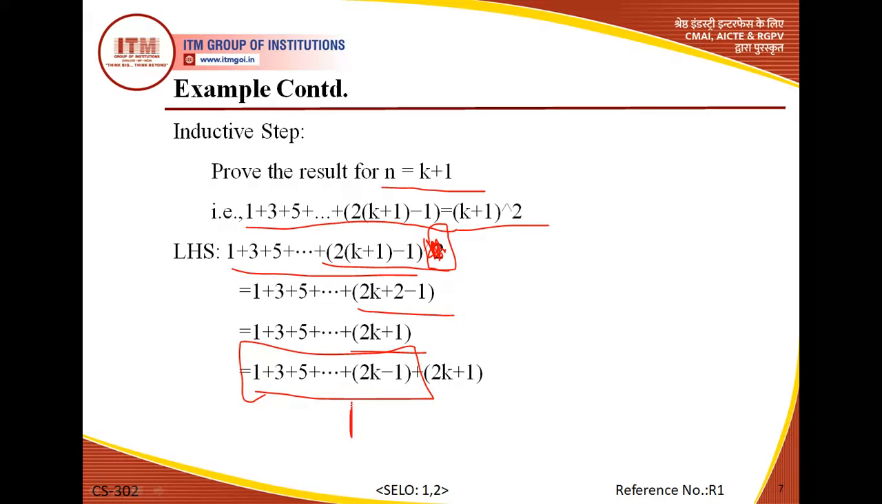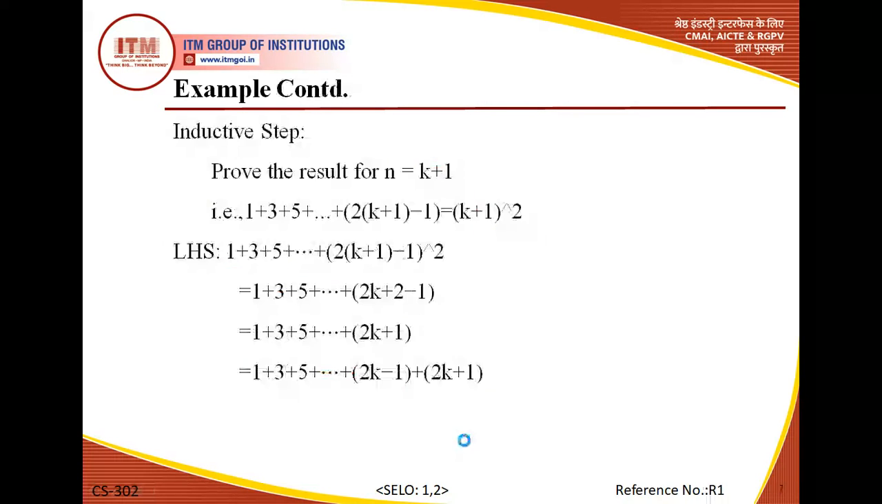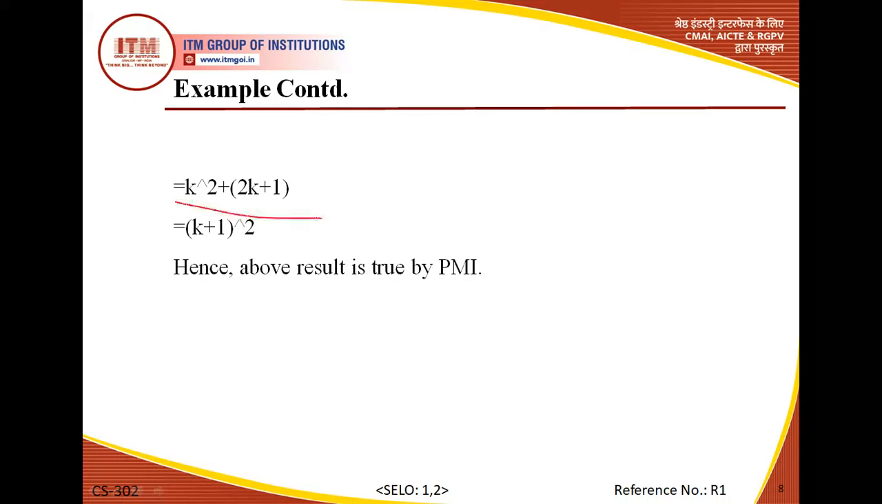Now this part can be written as k to the power 2. Why? Because we have written over here that 1 plus 3 plus 5 up till 2k minus 1 is equal to k square. We have supposed this, so this is true according to us. So we would put k to the power 2 over here. So it will become k to the power 2 plus 2k plus 1. And obviously this is the formula for (a plus b) to the power 2. Hence it would become (k plus 1) to the power 2.